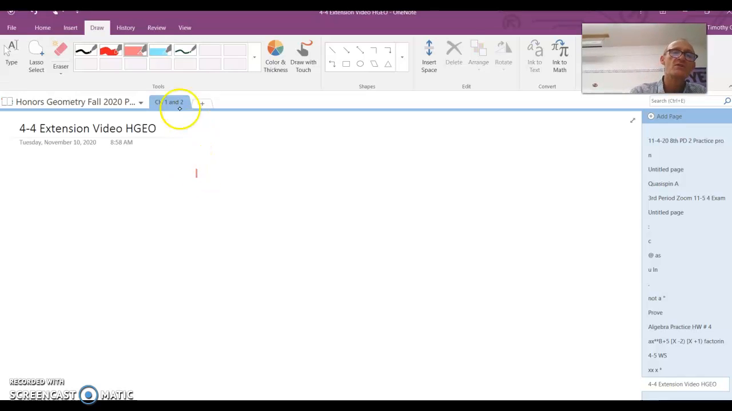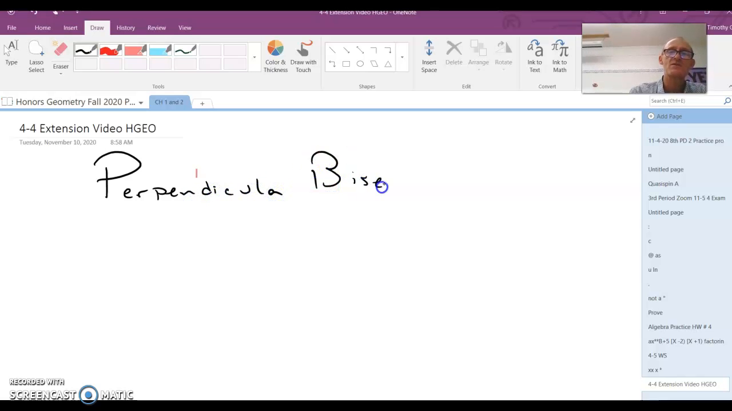So the first thing we're going to mention is the perpendicular bisector. I like this because it has a lot of syllables in it. Perpendicular bisector. That's like there's a lot of syllables. So it's fun. All right, perpendicular bisector theorem.